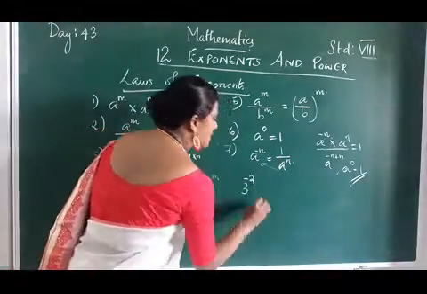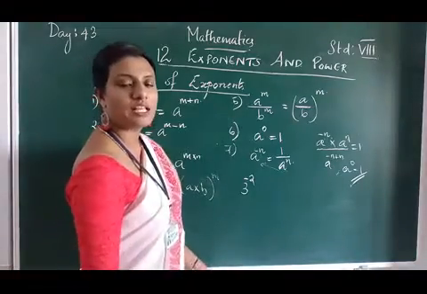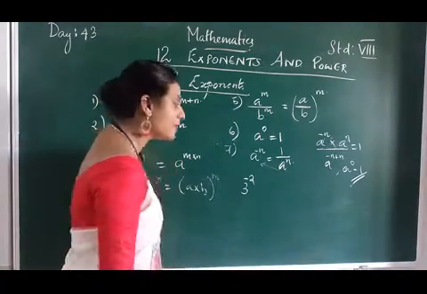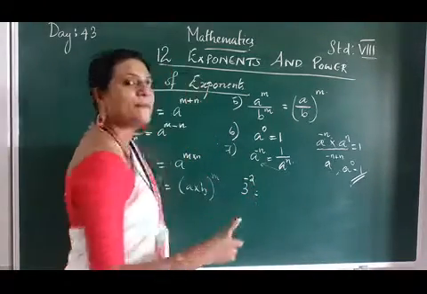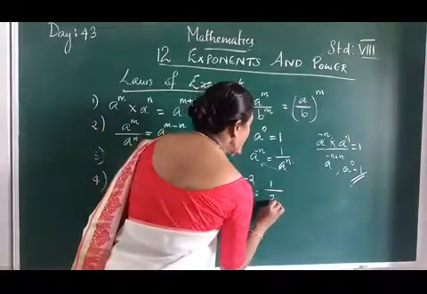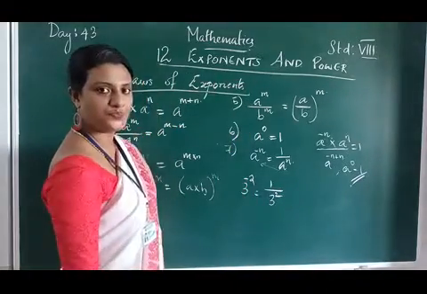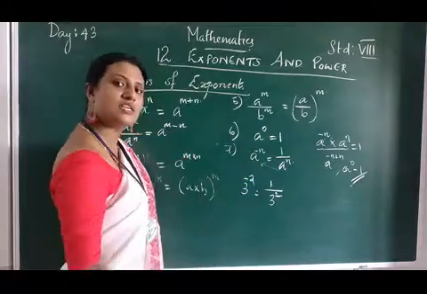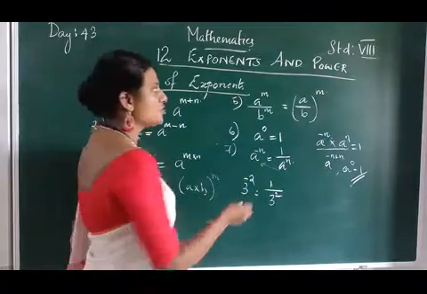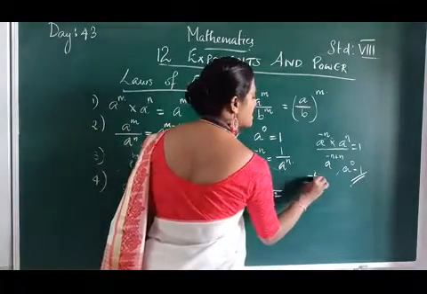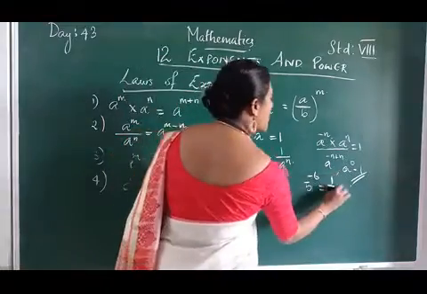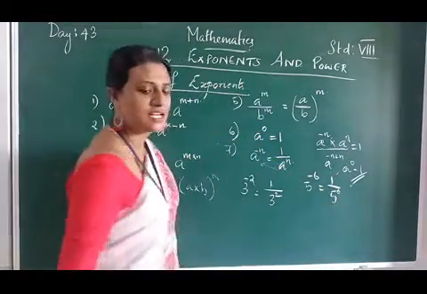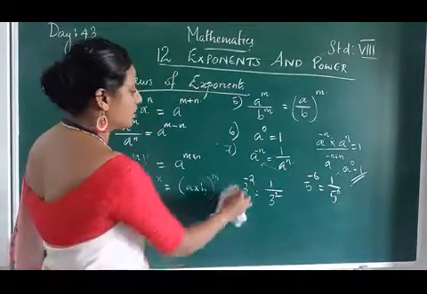3 raised to minus 2. When we get a negative power, we cannot do any problem with it. Instead, what do we do? To change minus 2 to plus 2, we write 1 by 3 raised to 2. Conversely, 1 by 3 raised to 2 is 3 raised to minus 2. If we get 5 raised to minus 6, how do we write it? 1 by 5 raised to 6. These are some examples. So, which are the laws of exponents?